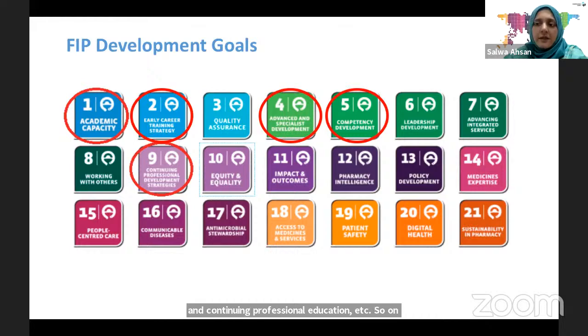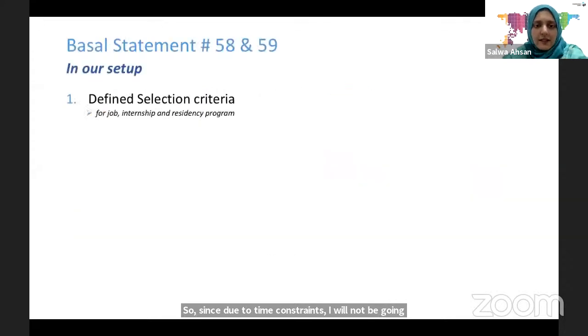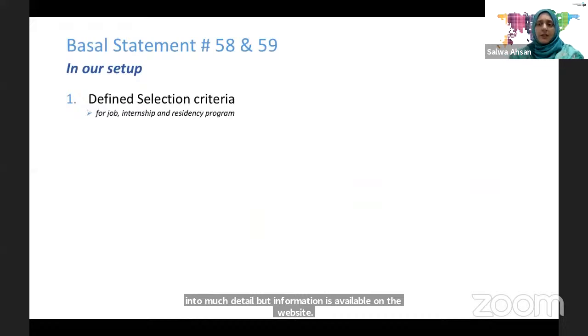So on the FIP website, you can find further details about how these development goals can be implemented in your setup. Due to time constraints, I will not be going into much detail, but the information is available on the FIP website. Next, please. So how we are doing in SHIFA.